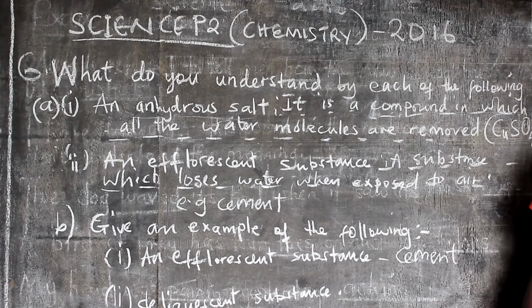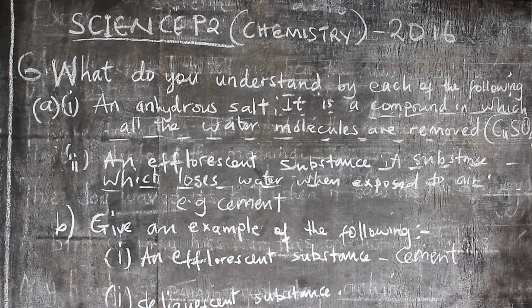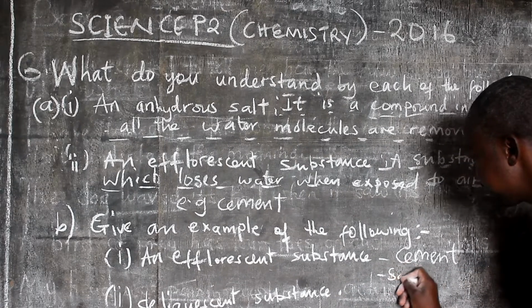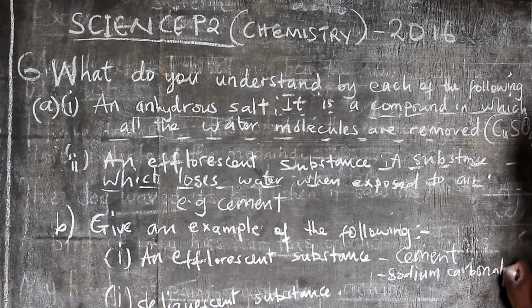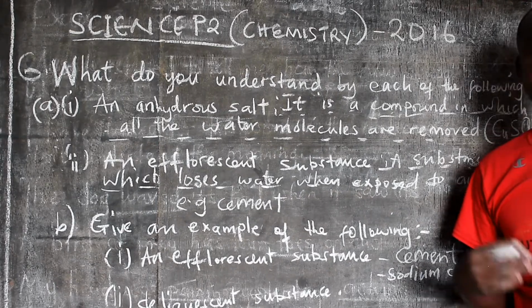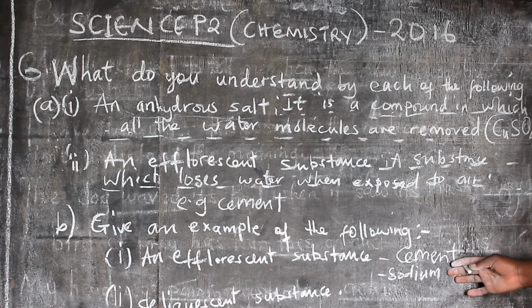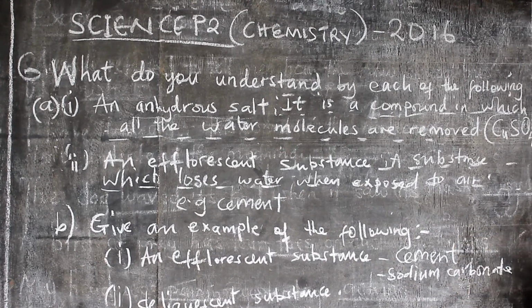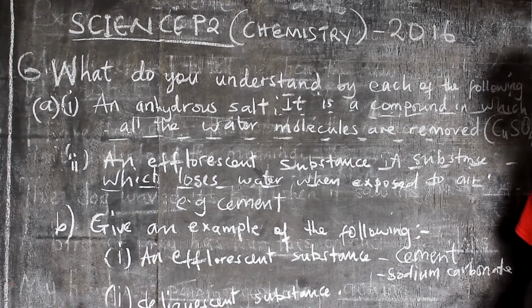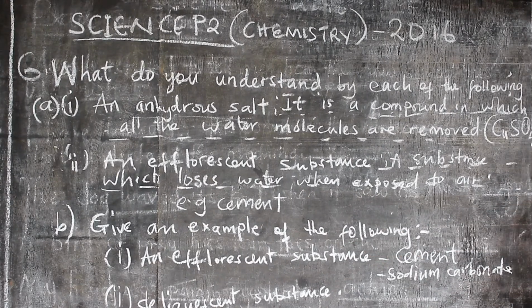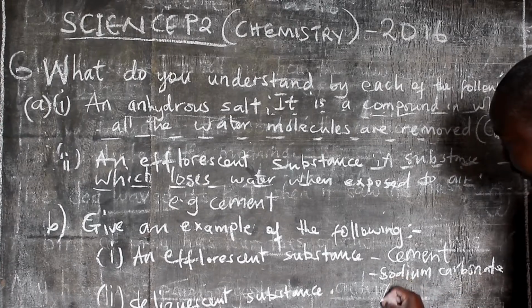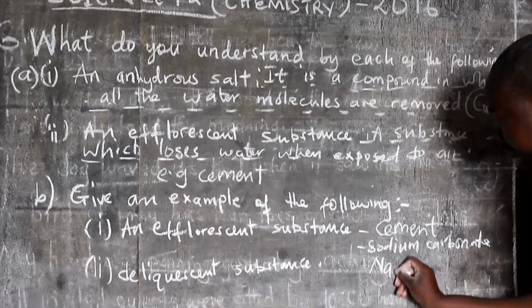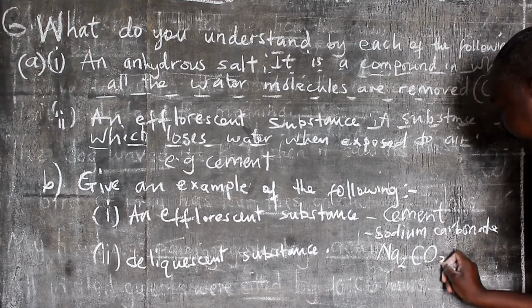You can also give sodium carbonate or washing soda if you want. Sodium carbonate is traditionally called washing soda. It's an example of an efflorescent substance. When it loses water, it even becomes dry. Usually, efflorescent substances dry up when they lose water.